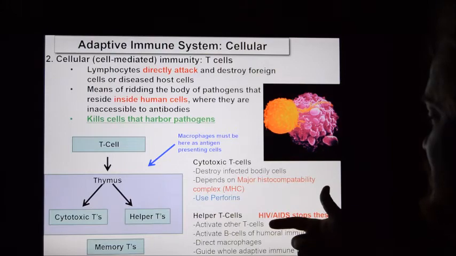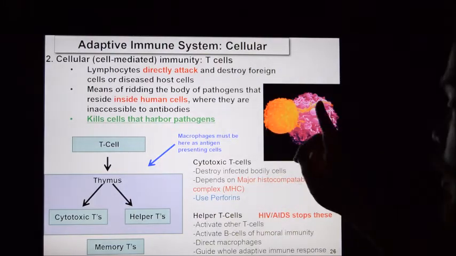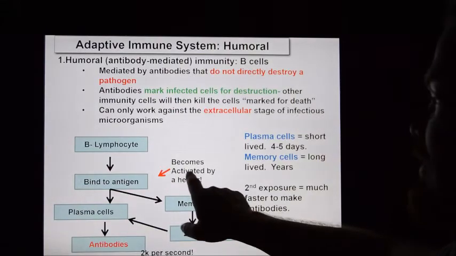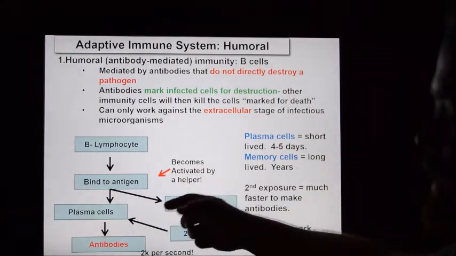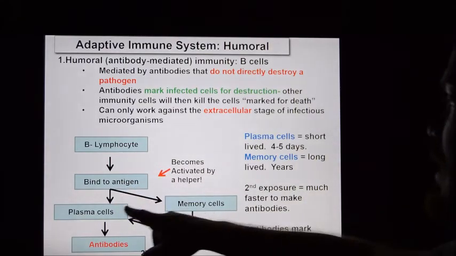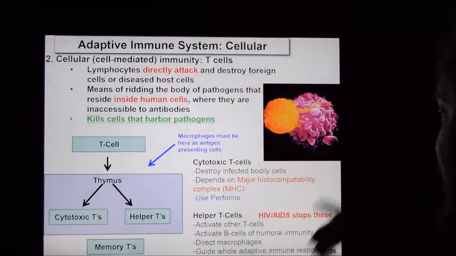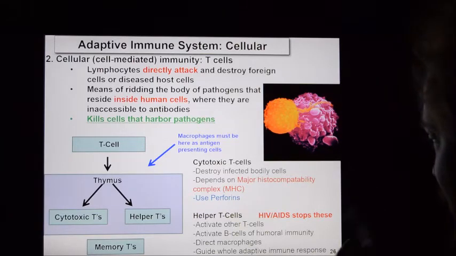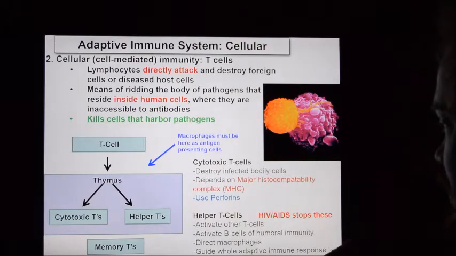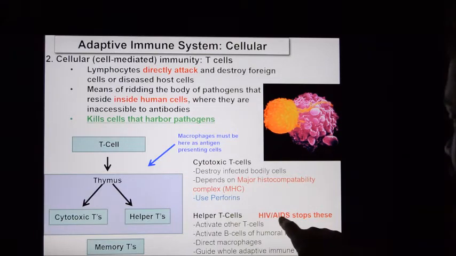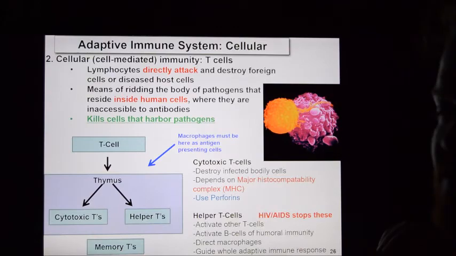What helper T cells do is they activate other T cells, or they activate B cells of humoral immunity. This is a helper T. The helper T activates this B lymphocyte that's bound to an antigen to become a plasma cell. HIV and AIDS: acquired immunodeficiency syndrome. What this does is it causes helper Ts to no longer function.